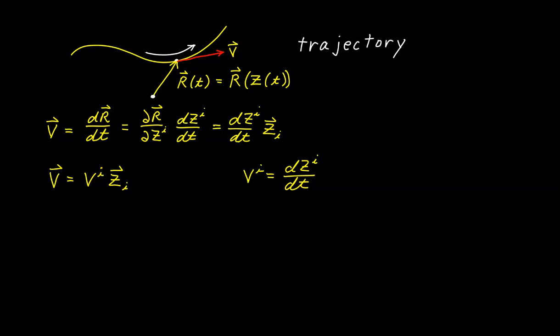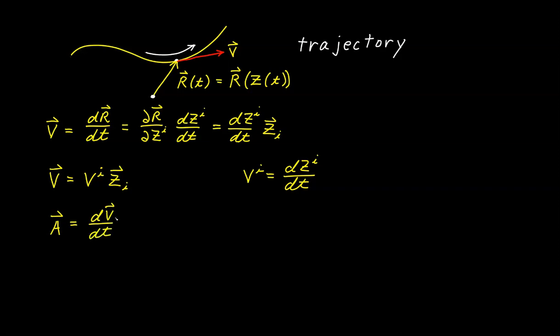All right, well, let's move on now and talk about the particle's acceleration. Well, just like the velocity is defined as the time derivative of the position vector, acceleration is defined as the time derivative of velocity. In other words, our acceleration vector A is going to be equal to dv/dt.